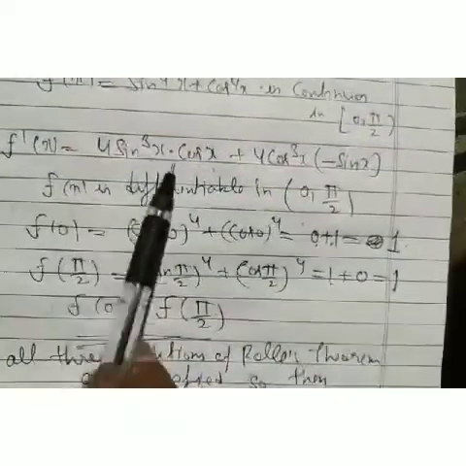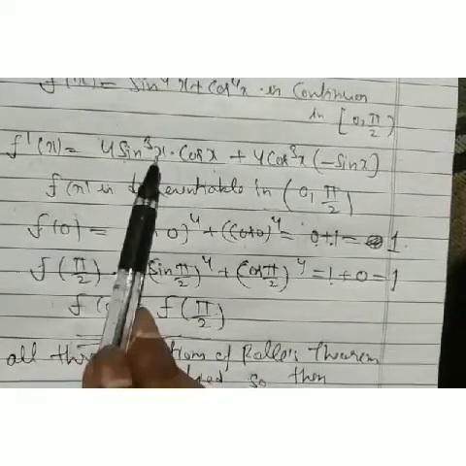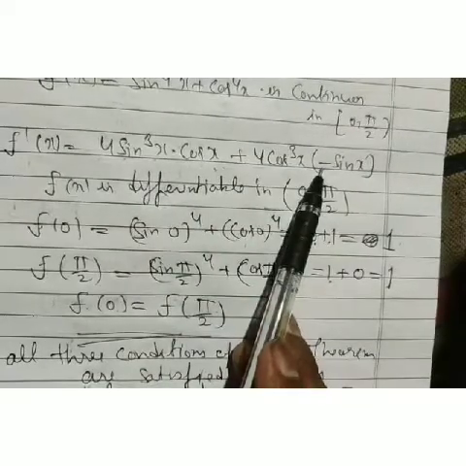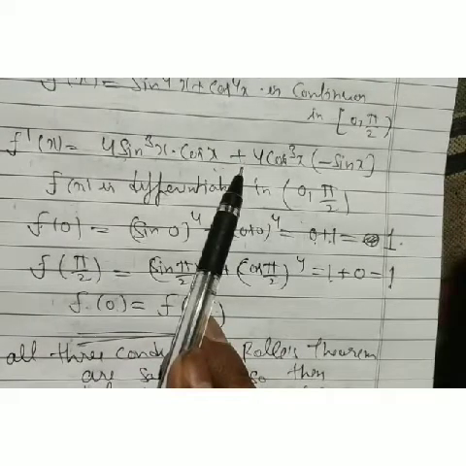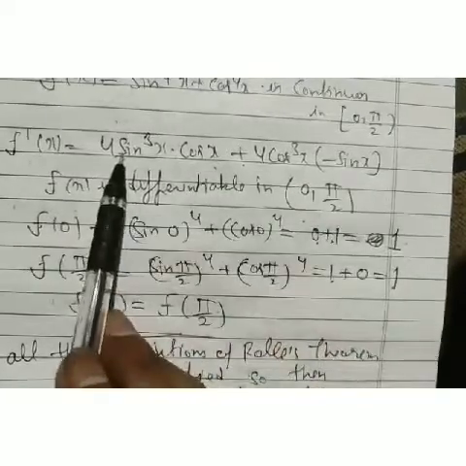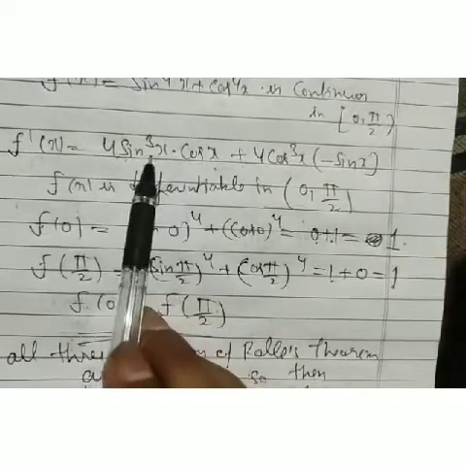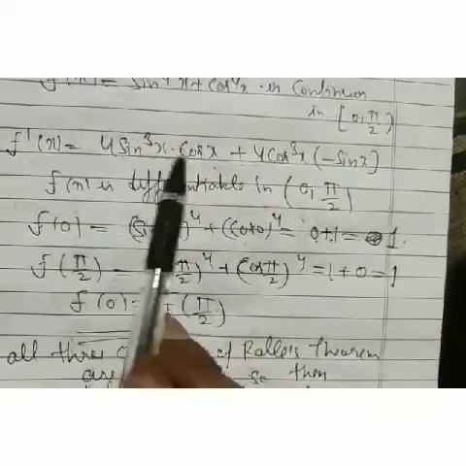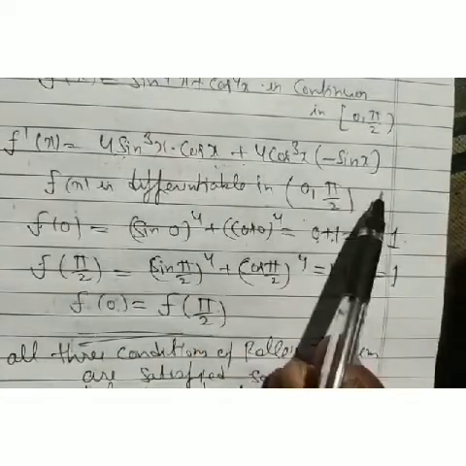First of all, when we solve it, we take common 4 sin x into cos x. It's 4 cos^3 x into sin x. When we take it common, we can take 4 common there. Also, since the lowest power is sin and cos, if we take 4 sin x cos x common, then we have sin^2 x here and cos^2 x here. After solving, we get 4 sin x cos x in brackets (sin^2 x minus cos^2 x).